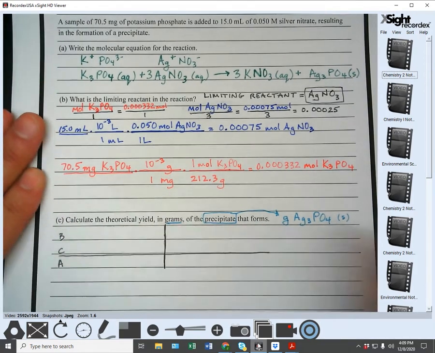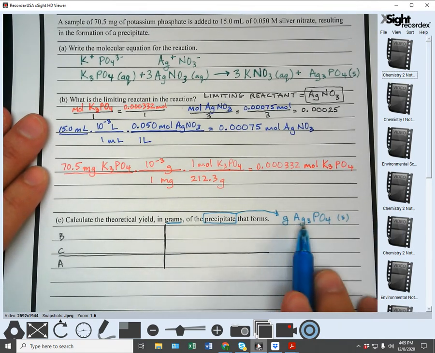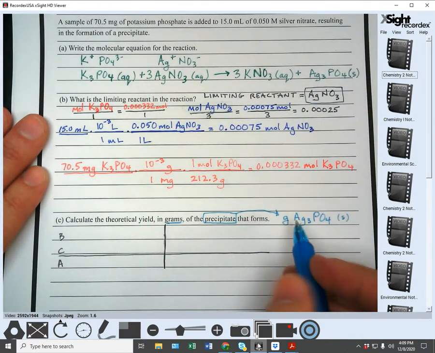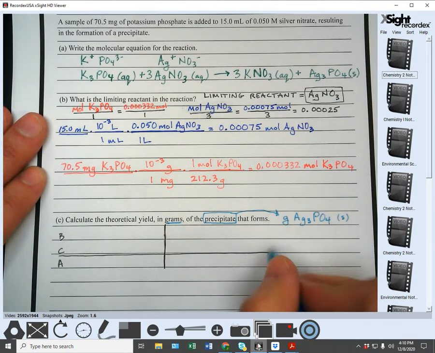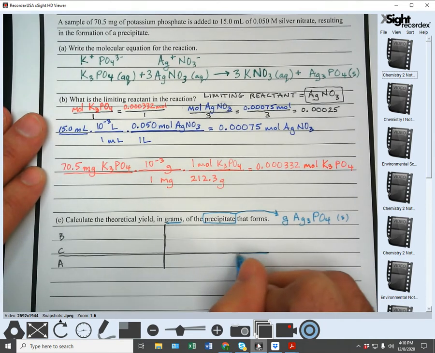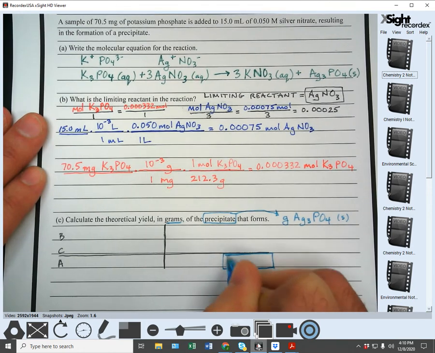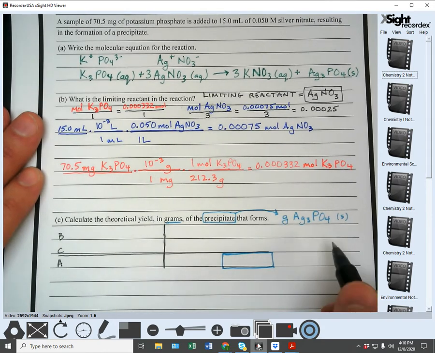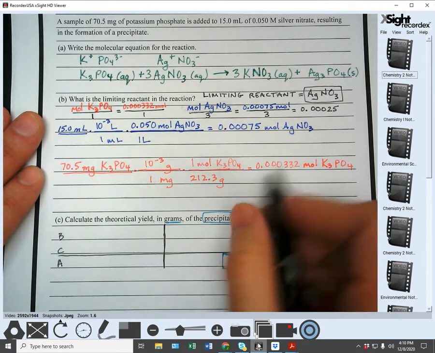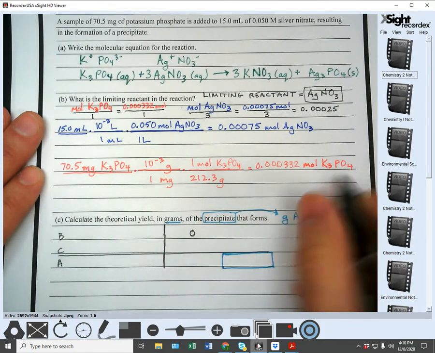So remember, the whole BCA chart is all in moles, right? So what we want is the moles of this, and we're going to turn it into grams. So where would the number of moles, the theoretical yield, or the amount that forms theoretically, be? It would be in this spot, right? Okay, now we know that in our BCA chart, the products are always 0 moles to start off with, right?